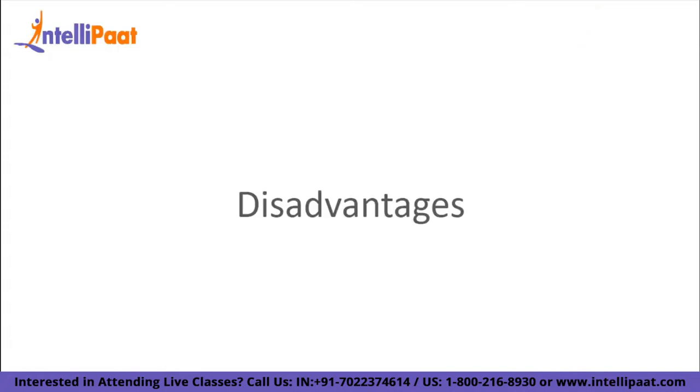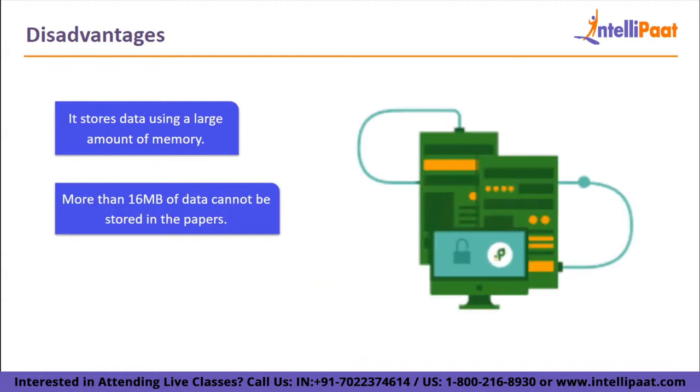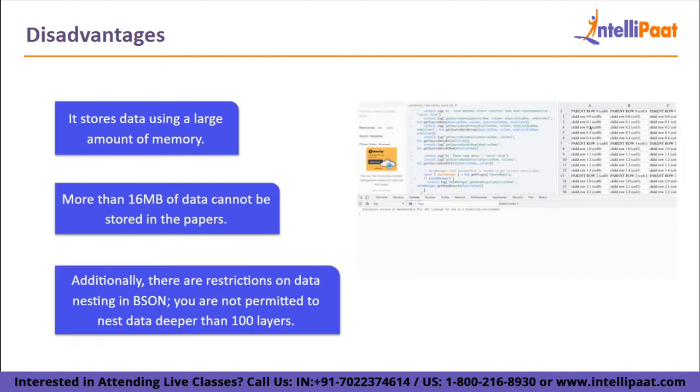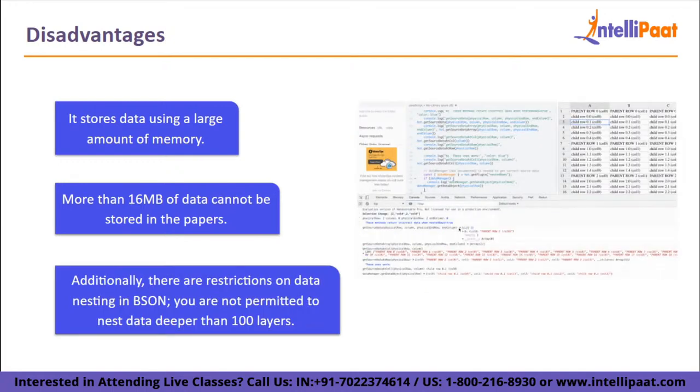Now some disadvantages. It stores data using a large amount of memory. More than 16 MB of data cannot be stored in a document. Additionally, there are restrictions on data nesting in JSON. You are not permitted to nest data deeper than 100 layers.